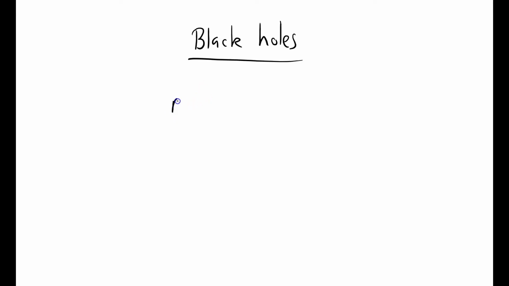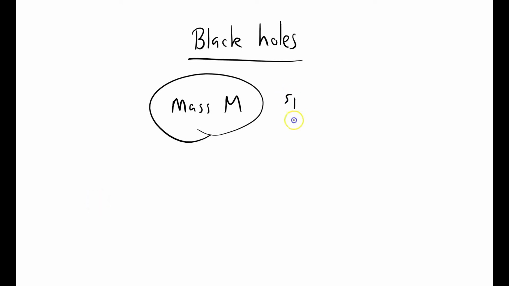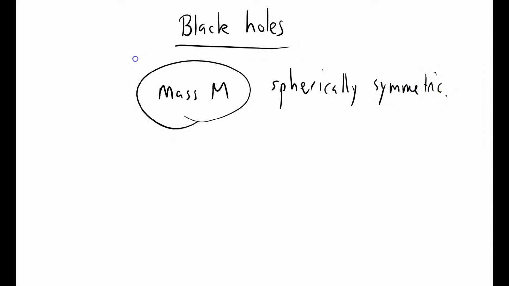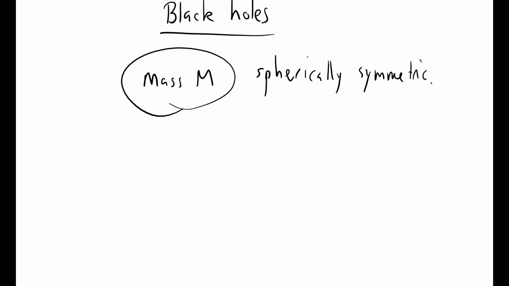So I'm going to consider an isolated object of mass m, and it's spherically symmetric, and I'm just going to see what happens, and apply the tenets and principles of general relativity. But before I do that, I'm just going to do a bit of dimensional analysis.